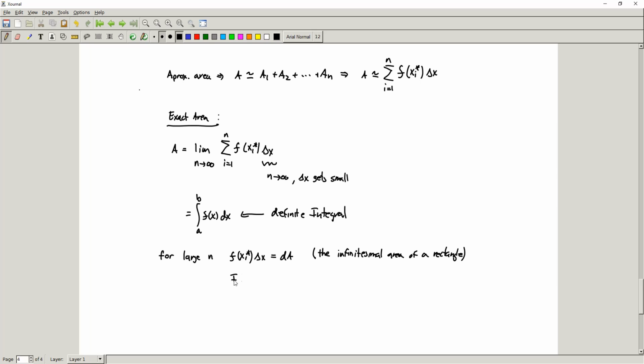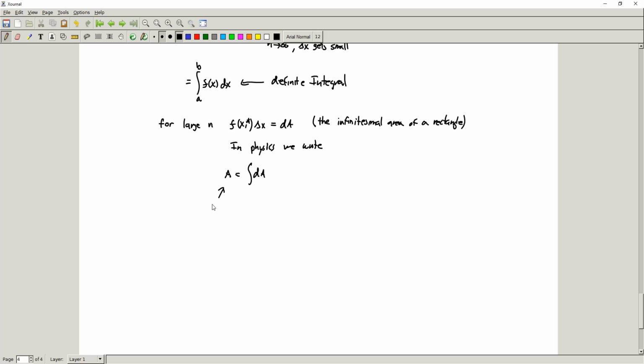And so in physics, we write that the area is going to be equal to the integral of all of these tiny infinitesimal chunks of area. So we're going to write that the area is equal to the sum of all of these infinitesimal little slices of area. And this is a very useful tool. We're going to see this come up over and over again in physics, or even within this course.